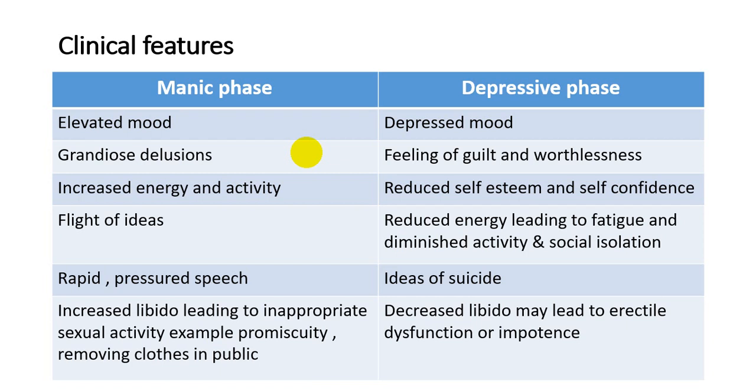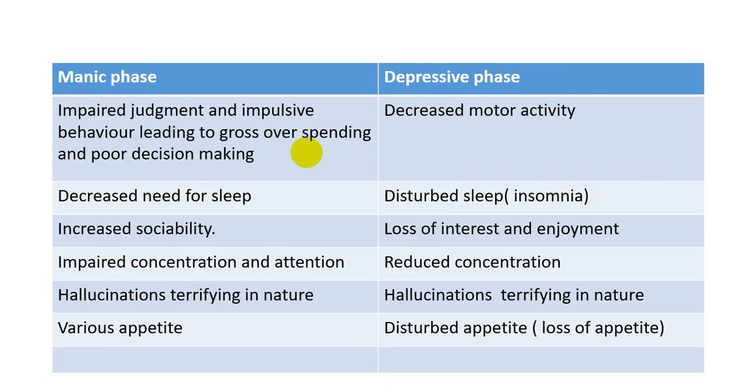They have increased libido because of increased neurotransmitters in their body. That's why they may lead into inappropriate sexual activity, for example promiscuity, removing clothes in public, and mostly you may find this at a Sangha institution. Impaired judgment and passive behavior lead to gross overspending and poor decision making.